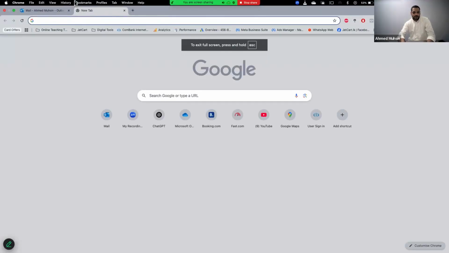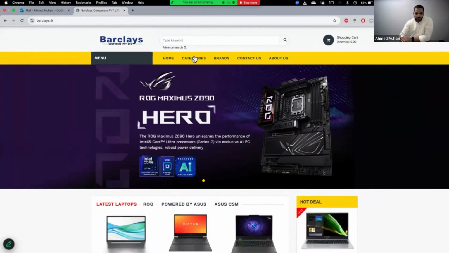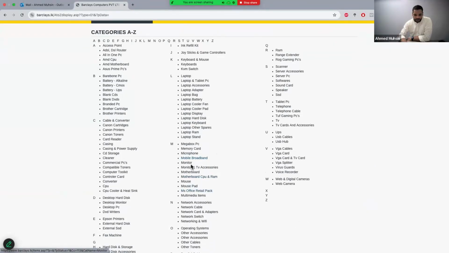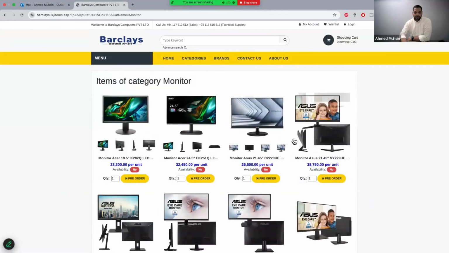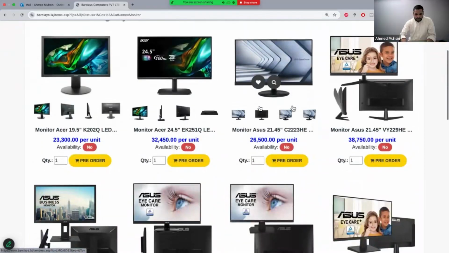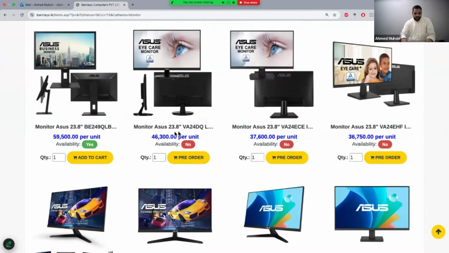So can you guys check this example out now? I'm going to go to a website called Barclays, barclays.lk, and let's check out their monitors. I want you all to look for these three. There are so many things; focus on these three factors, okay? So when I open up monitor over here, let's see something similar. So this is 24.5, 21.5, 21.45. Now 23.8, 23.8. Okay, these two are pretty similar. Everyone, can you all see these two?